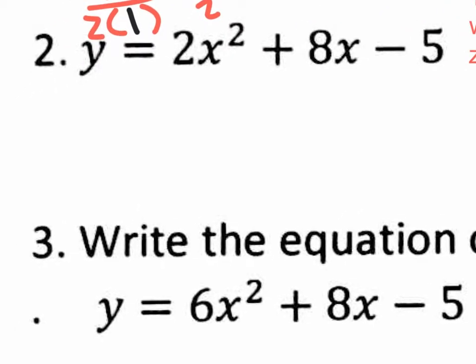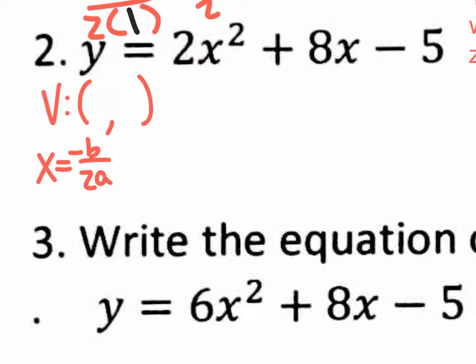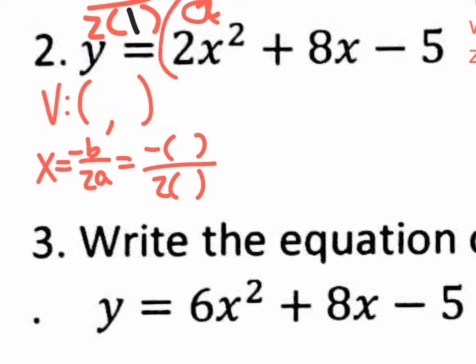If you're doing this for the first time at home, hit pause and try to find the vertex. Vertex is a coordinate, and we're going to use the formula to find the x value. So let's use parentheses to plug in. And if we look at the above, we have our a value of 2, we have our b value of 8, and our c value of negative 5. So let's plug in our b value, which happens to be 8, our a value, which happens to be 2.